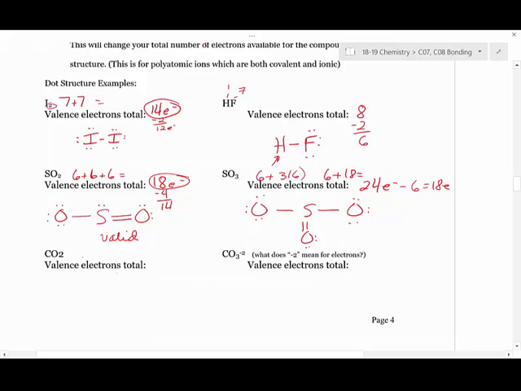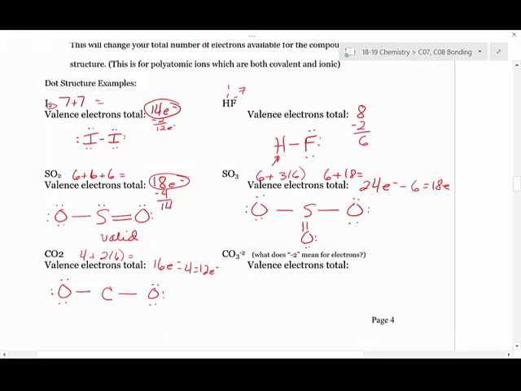Carbon dioxide. Carbon has 4 valence and oxygen has 6, but there are 2 of them. So this gives me a total of 16 electrons. So we start out with carbon in the middle, a single bond to each. I now have 12 electrons left to place. So 2, 4, 6, 8, 10, 12.